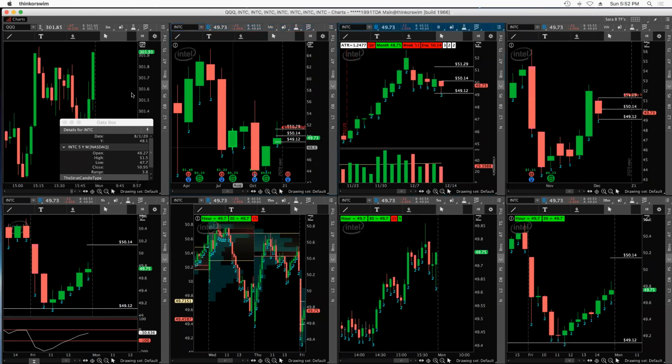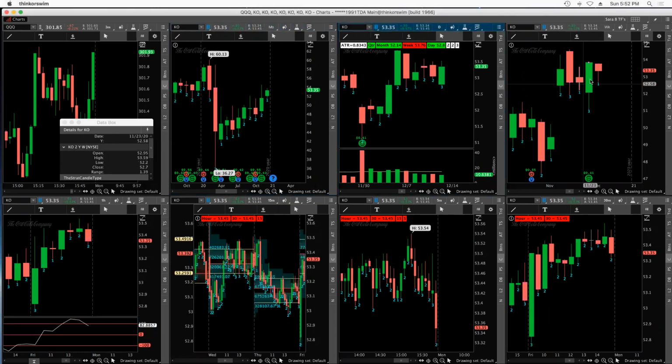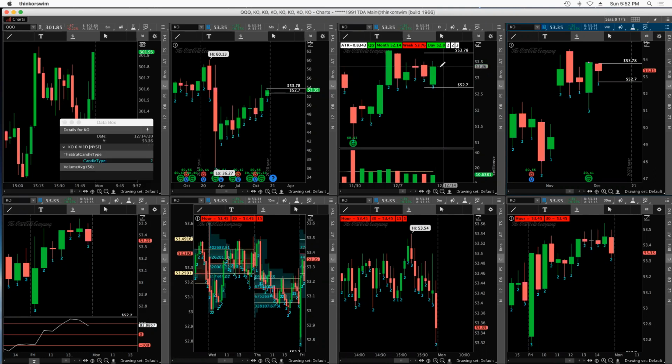All right, so let's see. KO. Okay, so the week is inside on KO, or at least it was inside. It's a hammer. The daily is a big 3 though. And where did it close? It closed at 53.35. So it closed near the top of this. So it looks like it's going to be inside this. Unless it gaps up, it's going to open inside.